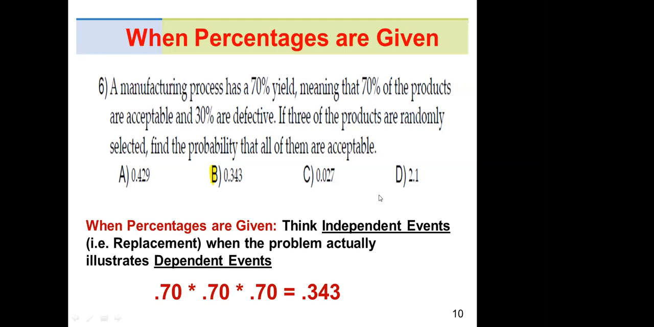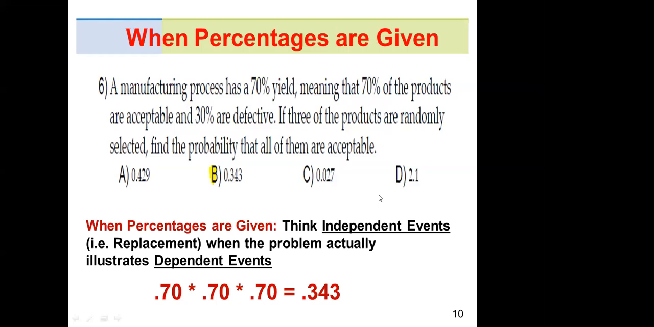Well, here's the case. Whenever I'm given a problem, and he doesn't give me totals or counts, he gives me percentages, all right? In this case here, a manufacturing process has a 70% yield, meaning 70% of the products are acceptable, 30% are defective. Notice he's not telling me I've got 100 defective or I've got 22 that are not. He's giving me percentages. Theoretically, these problems are dependent events. If I take one out, I got one less to choose from. But because he's giving me percentages, I treat these problems as being independent.